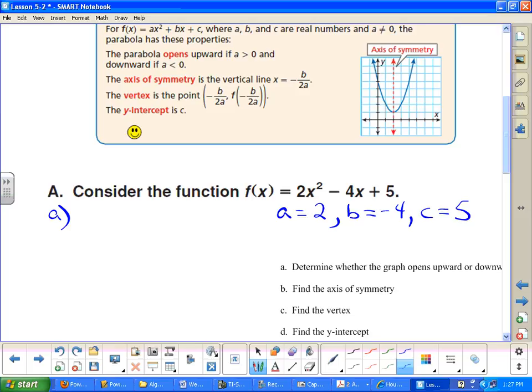So letter A says determine whether the graph opens upward or downwards. So if A is positive, when you're feeling positive, you do what? You smile, so that means this is going to open up.